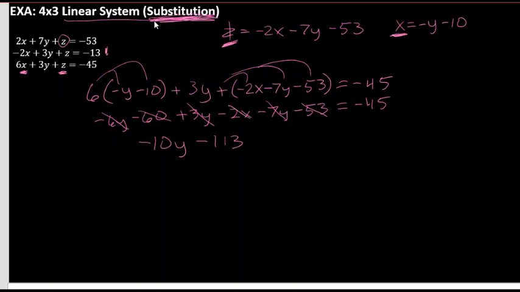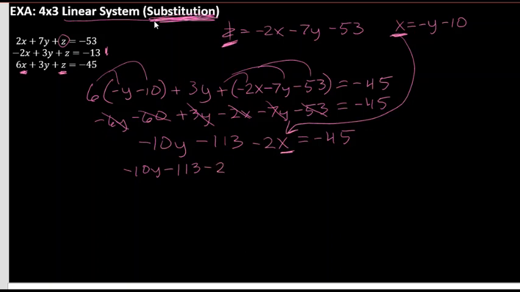And then I've still got my negative 2x, just going to bring that guy down because I have nothing to combine it with, equals negative 45. Now, I know what x is. I can go ahead and substitute now. Okay, now that it's a little bit less ugly looking, I'm going to substitute this guy in for x over here. Okay, so I've got negative 10y minus 113 minus 2 times negative y minus 10 equals negative 45.